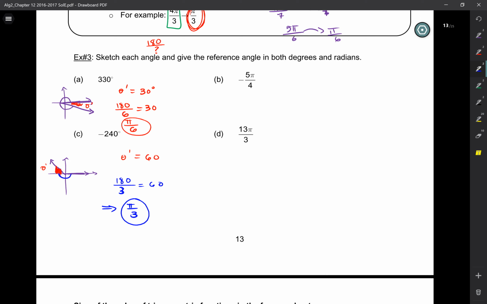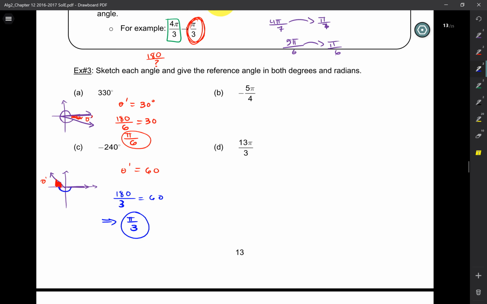Now, here's one more. Negative 5 over 4 pi. We're going to do negative. Okay, so 5 over 4 in mixed number is 1¼ pi.